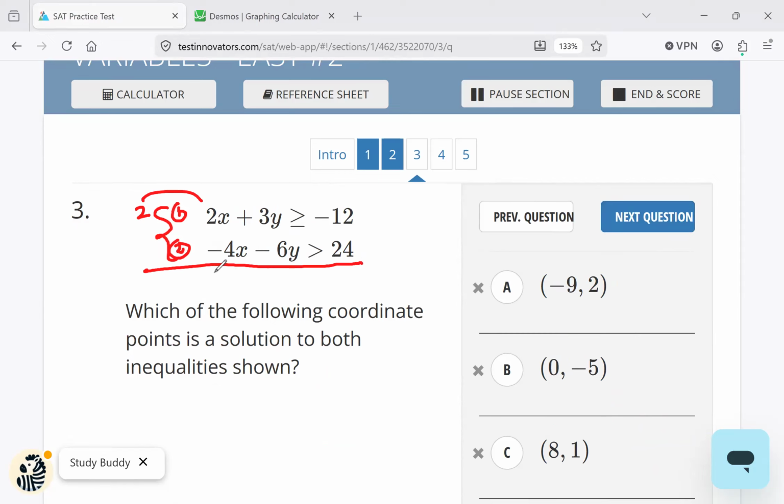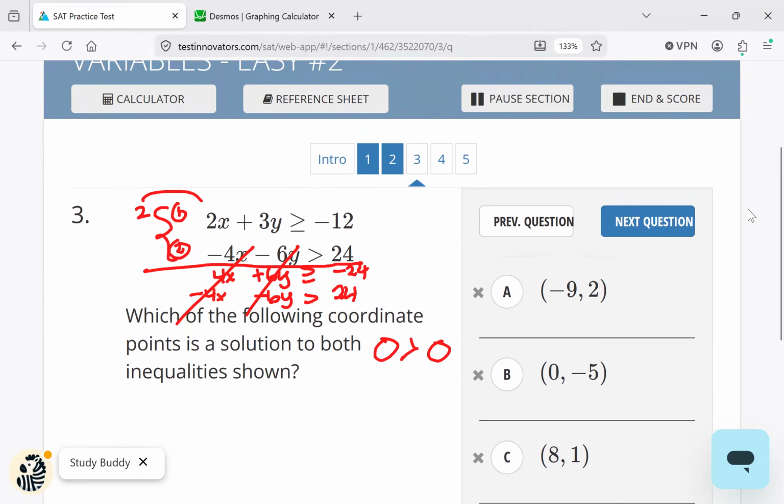So 2 times 2 is 4x, 2 times 3y is 6y, greater than or equal to 2 times -12, which is -24. And then over here, you get -4x, -6y is greater than 20. So this zeroes out, and you're left with 0. None of this works. That's a big clue that none of these solutions will work. If you don't believe me, try it out, but it's going to be no solution.